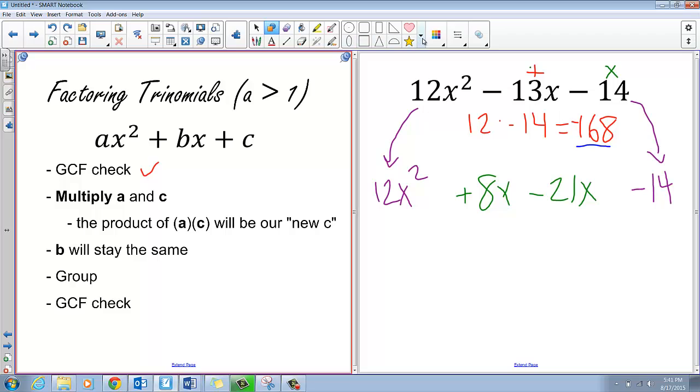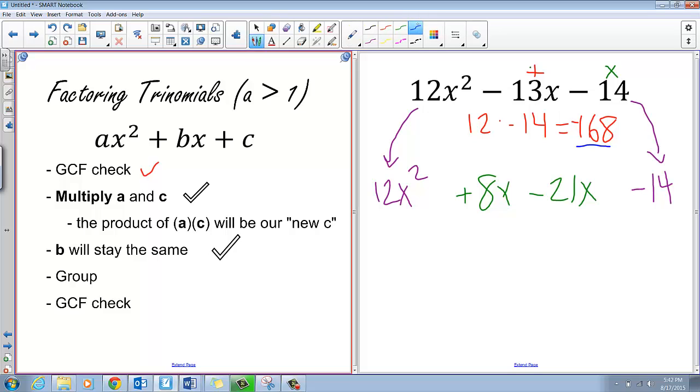Okay, so we have multiplied a and c. That's a better check mark. And we have found a new c. So step 2 is checked off. B can be checked off as well. Negative 13 remains the same. And we found 8 and negative 21. So let's move on to the next part where we group them.